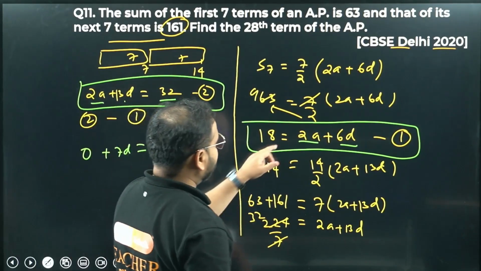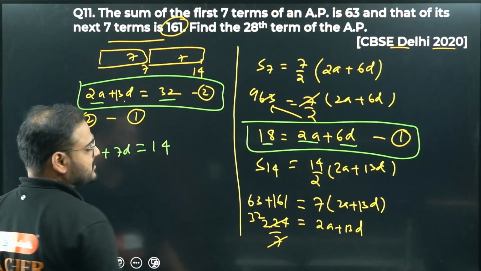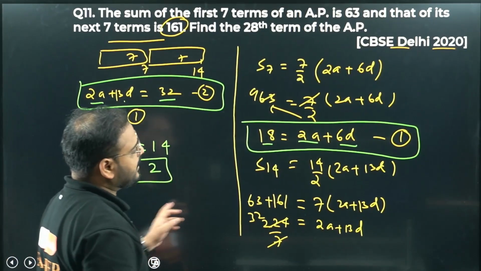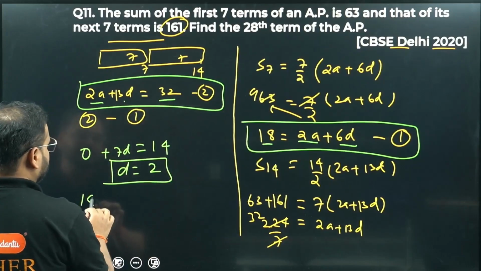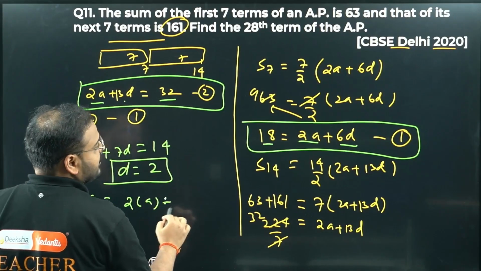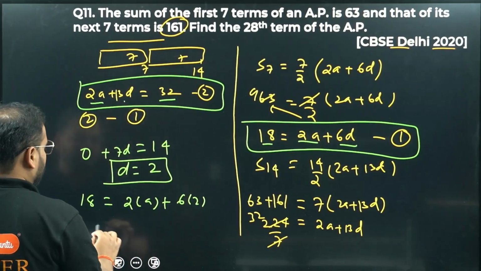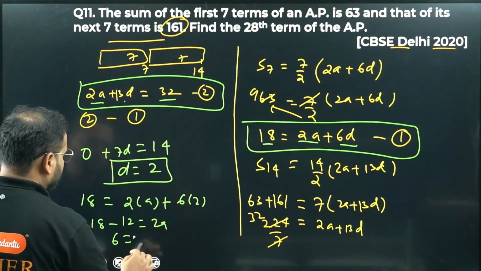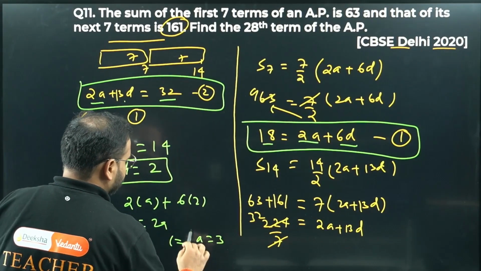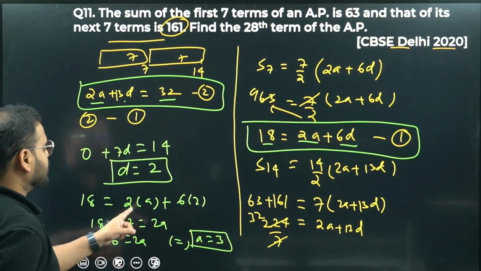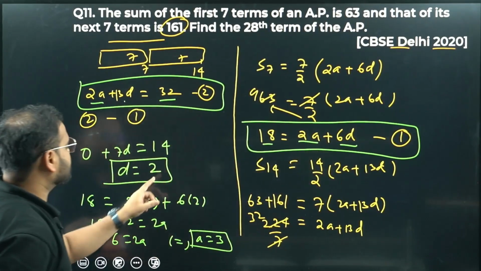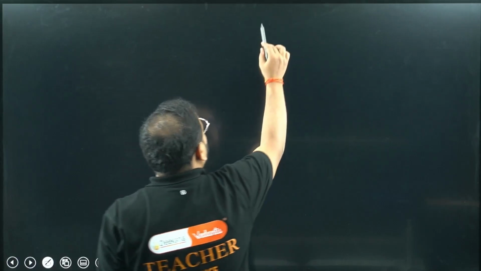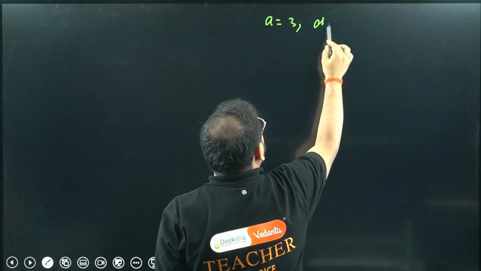And 32 minus 18. How much is that? 14. Put here this value, d equals how much? 2, sir. Now substitute this back into equation number 1. You're going to get 18 equals 2 times a plus 6 times 2. Okay. What I'm getting? 18 minus 12 equals 2a. How much is that? 6 equals 2a, giving me the value of a is 3. Please have a look. 6 into 2 is 12 because d is coming as 2. So 12 here comes, 6 upon 2 is 3. Okay. So now I have this information: a equals 3 and d equals 2.